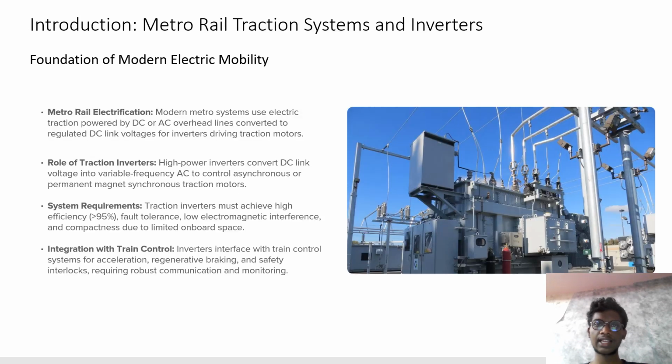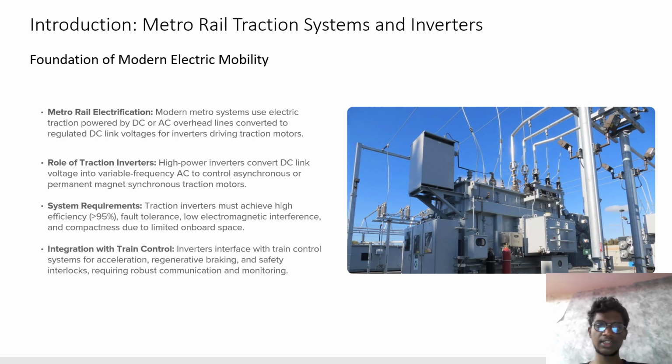Introduction: Metro rail traction system and inverters. Foundation of modern electric mobility. Metro rail electrification: modern metro systems use electric traction powered by DC or AC overhead lines converted into regulated DC link voltage for inverters driving traction motors. Role of traction inverters: high power inverters convert DC link voltage into variable frequency AC to control asynchronous or permanent magnet synchronous traction motors.